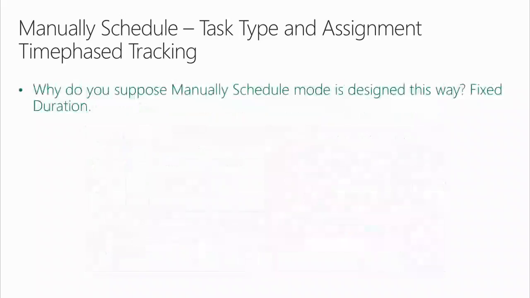All right? Why do you suppose manually scheduled mode is designed this way? Fixed duration. One of the main intents of manually scheduled mode was to not let things change. Dates, that is. So the engineers at Microsoft said, when you switch to manually schedule, we're going to lock you into fixed duration because that's the closest we can come to keeping dates from changing. There is no permanent way in Microsoft Project to fix dates. That functionality does not exist. Fixed duration is the closest you can get to managing the number of fixed duration periods without change. That's why manually scheduled mode calls upon fixed duration.